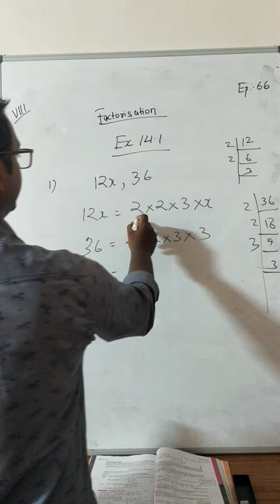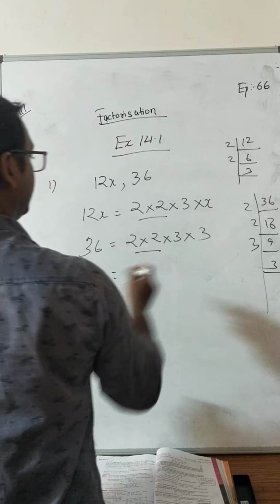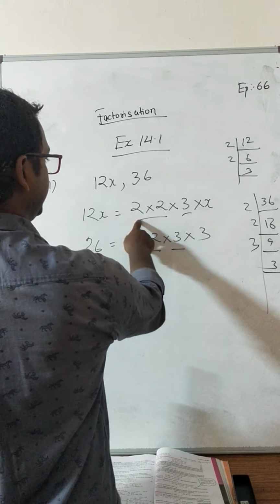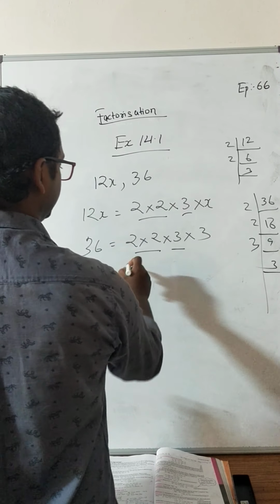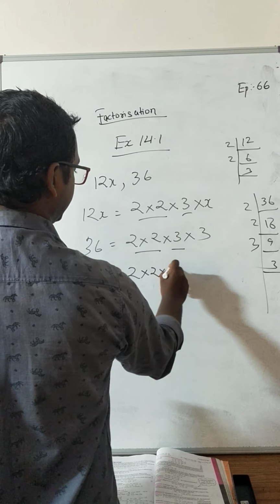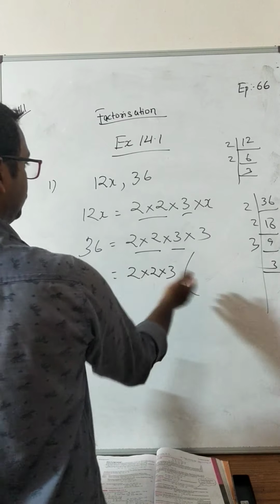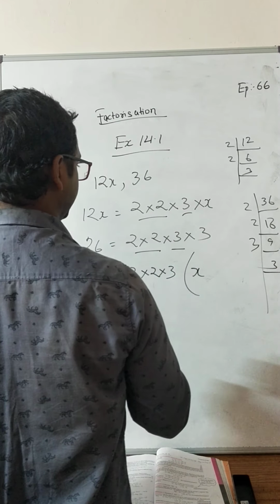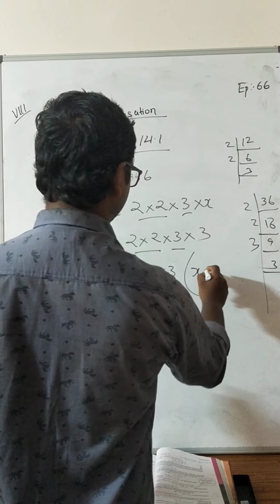See here, 2 and 2, here 2 and 2, 1, 3, 1, 3 here. Nothing else is common. So 2 into 2 into 3 is common. So when we remove the common terms, we are left with x and here we are left with 3. So x plus 3.